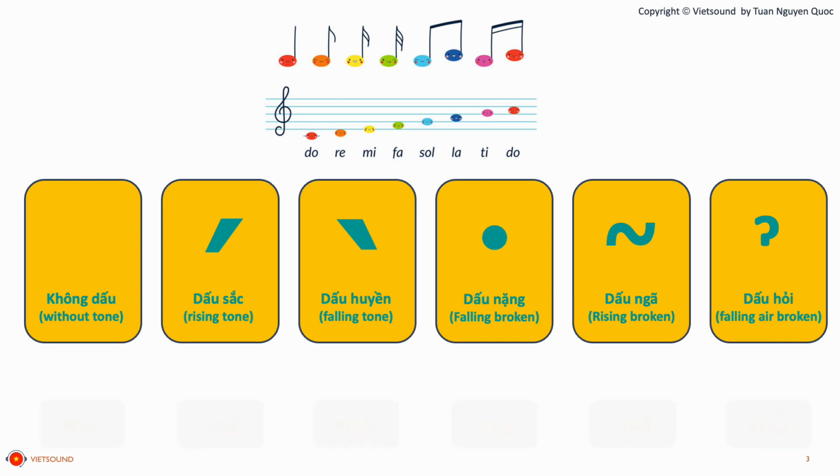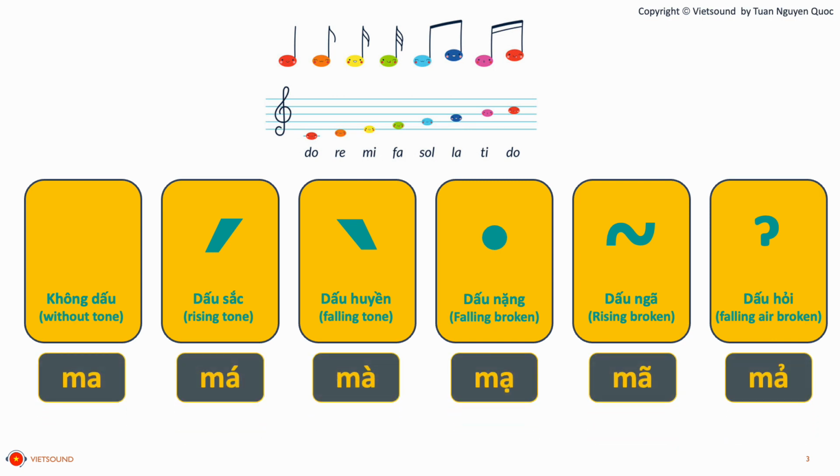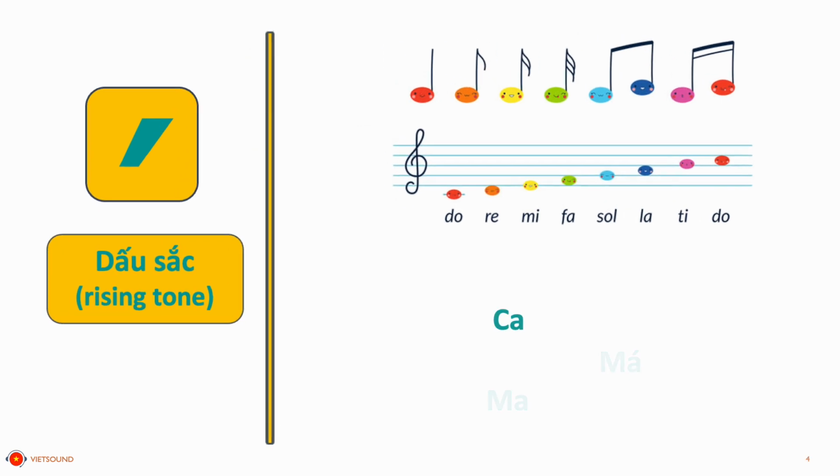Here I have a word with 6 different tones. Now let's hear how I pronounce these words. Ma, ma, ma, ma, ma, ma. Again. Ma, ma, ma, ma, ma, ma. Today we're gonna see how to pronounce the rising tone.